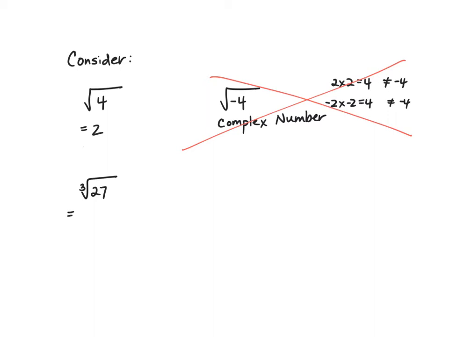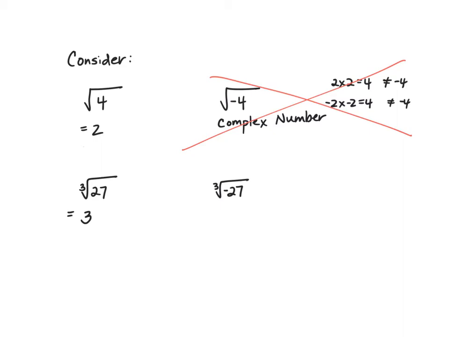We would ask ourselves what number multiplied by itself 3 times gives us 27. The answer would be 3, because 3 times 3 is 9 times 3 is 27. Let's see what happens if we're dealing with the cubed root of negative 27. So notice in this situation, my radicand is negative.